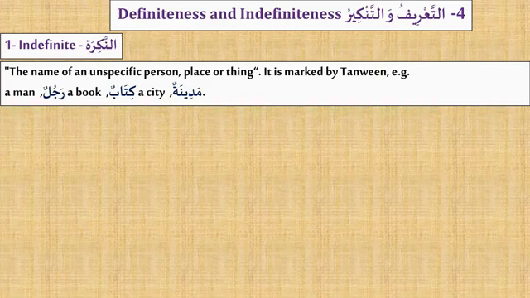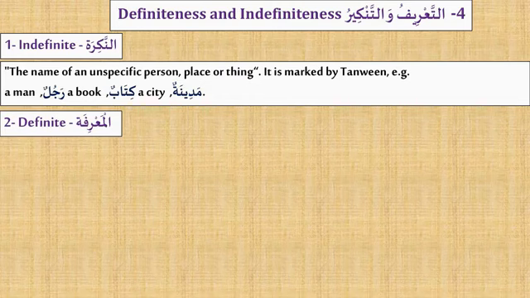Example, rajulun, a man. A book, kitabun. A city, madinatun. Madinatun, a city.